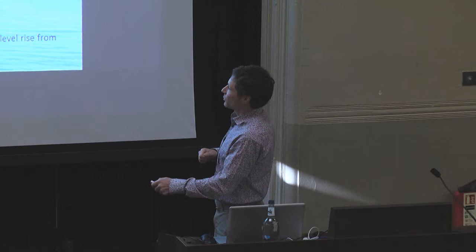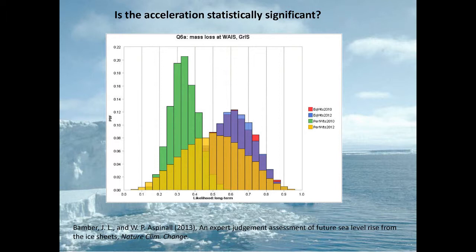A value of one means, yes, definitely it's a secular trend. Likelihood of zero means that no, absolutely definitely not, it's internal variability in the system. Two really striking things about these results, so let's just look at the yellowy, orangey histogram in the middle here. That's a 2012 result. Two things.